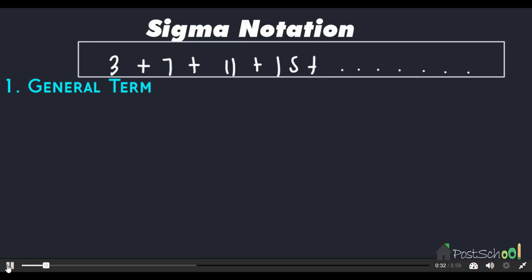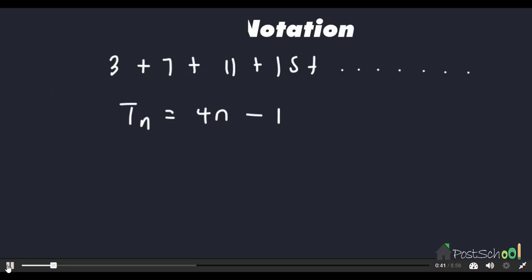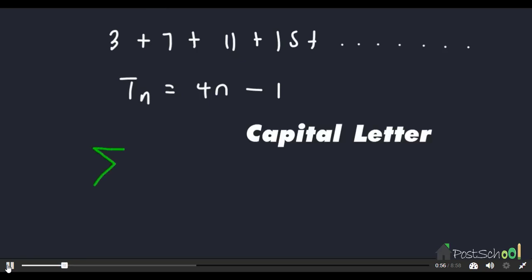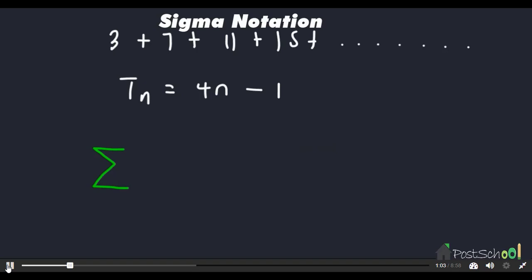We already know that the general term is Tn equals 4n minus 1. Please make sure that you understand how we find the general term of the series. To write this in sigma notation, which is a shorthand notation for writing the sum of the series, we first need to understand some terminology. This symbol that I'm going to be writing is the capital letter S in Greek, which is called sigma in English. That's the notation that we are going to be using.